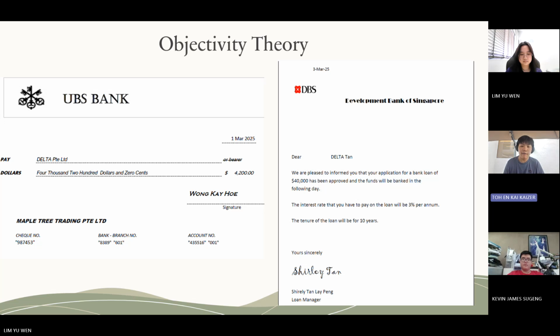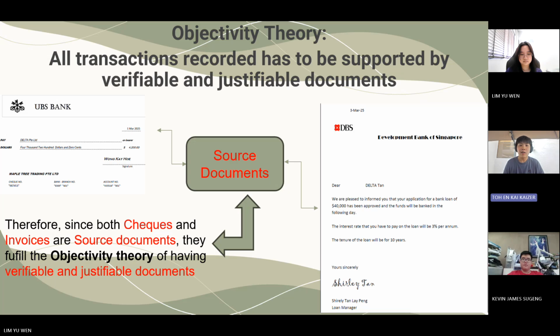This is the extra theory that I've added in for your information. Next slide. So the objectivity theory states that all transactions recorded have to be supported by verifiable and justifiable documents. If you look to your left of a UOB bank, you can see this is a check, and on our right, the DBS invoice. So since both check and invoices are source documents, they fulfill the objectivity theory of having verifiable and justifiable documents. I shall hand over the rest of my time to Kevin.